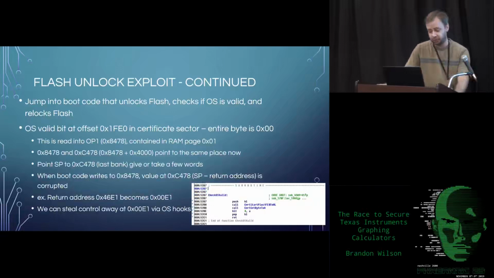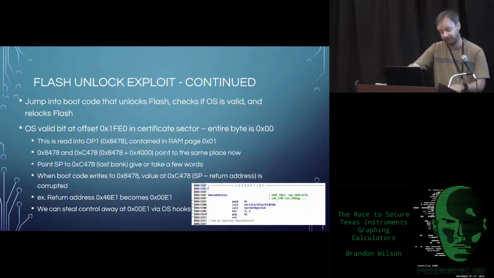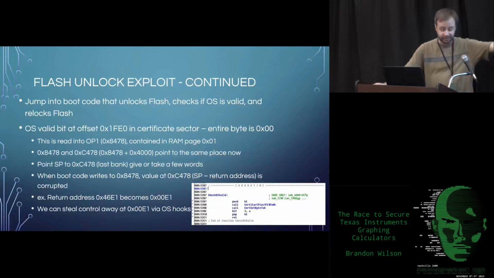So what we can do is jump directly into the boot code at the point that it unlocks flash, just before it reads this byte from the certificate. It will read it and store it to an area of system RAM called OP1, which is in the third bank, at address 8478. Since we've just used I/O port 5 to swap RAM page 1 into both of the last two banks, writing a 0 to 8478 will also write a 0 to C478, which is exactly 16 kilobytes ahead in the fourth bank.